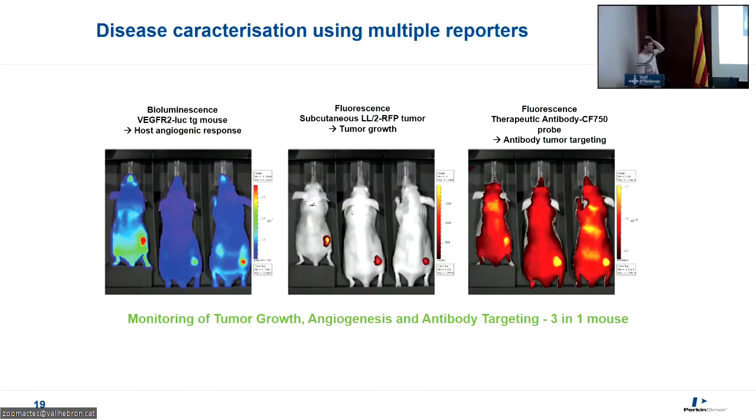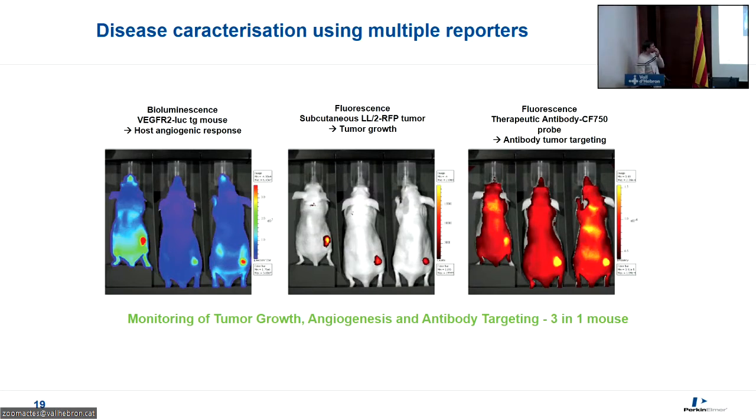This is just a slide to show you a multimodal approach. So it's the same animals, but we are using 3 different reporters. So you will see on the first one, we are looking at the host angiogenic response. It's bioluminescent images of transgenic mouse that are expressing luciferase whenever VEGFR2 is synthesized. So you can see the angiogenic response here. And this angiogenic response is coming from the fact that we have injected tumor cells. So here you can see the tumor cells.